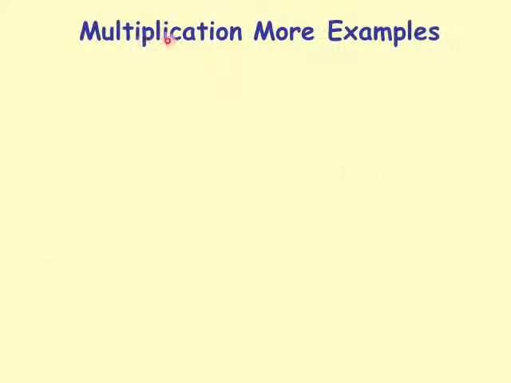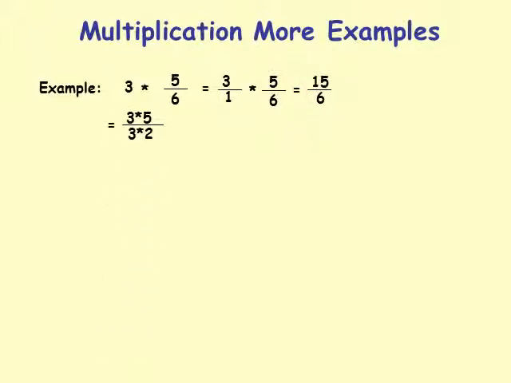Okay? Another more examples of multiplication. Example is 3 times 5 divided by 6. So we change 3 to an improper fraction, 3 divided by 1, times 5 over 6. That is 3 times 5 is 15, and 1 times 6 in the denominator is 6, so 15 divided by 6, and they have one common factor of 3. Let's continue. So that's 3 times 5 in the numerator and 3 times 2 in the denominator. So we cross out these 3's, the common factor, and what we have is 5 over 2.